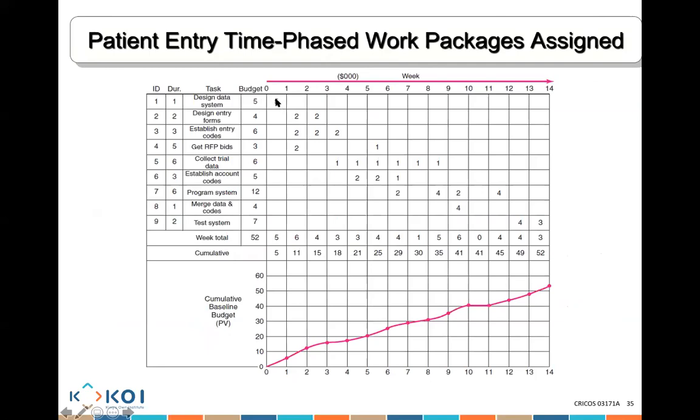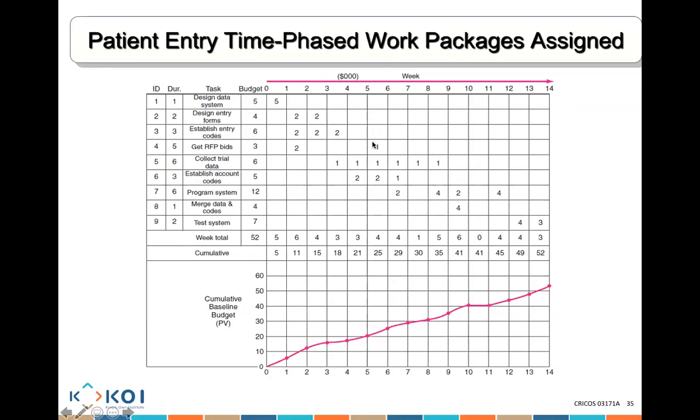So let's go here. Design, 1 day. How much am I going to spend in day 1? $5. Design entry forms is going to be $4 over 2 days, but I'm going to spend $2 on day 2 and $2 on day 3. Activity 3 is $6. I'm going to spend 2, 2, and 2. Activity 4 is $3, but I'm going to spend 2 in week 1 and 2 in week 5.